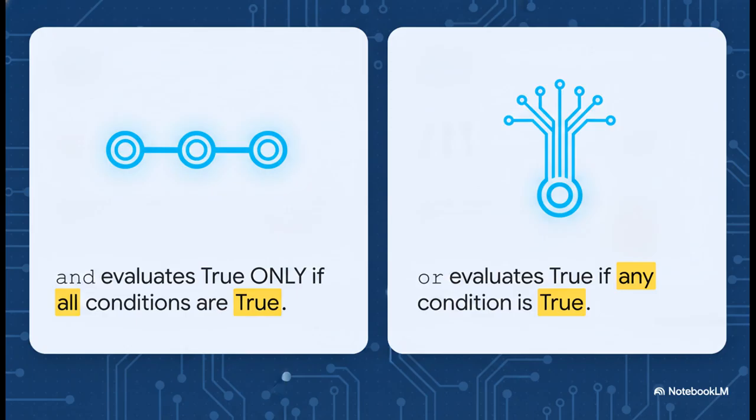On the flip side, the OR operator is way more lenient. It evaluates to true if at least one condition is true. Are they an admin or are they the account owner? If either is true, let them in. Oh, and a quick pro tip. You can use parentheses to group these evaluations and control the exact order they're processed, just like in basic math.